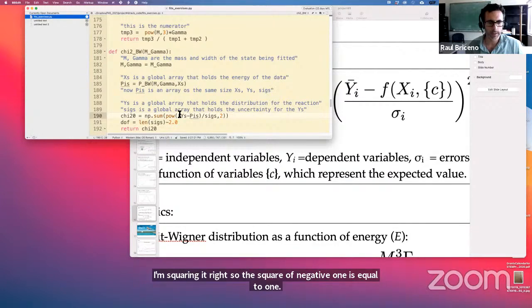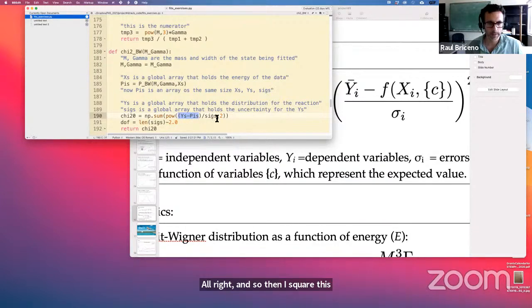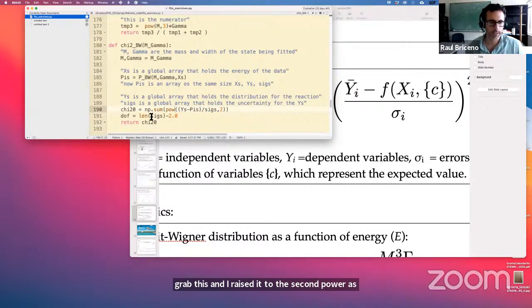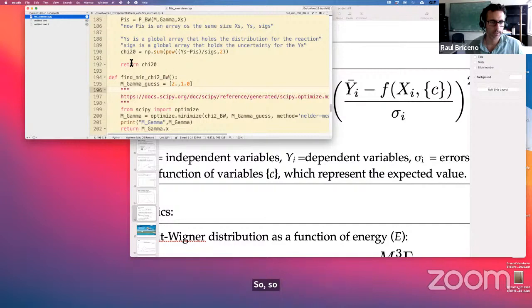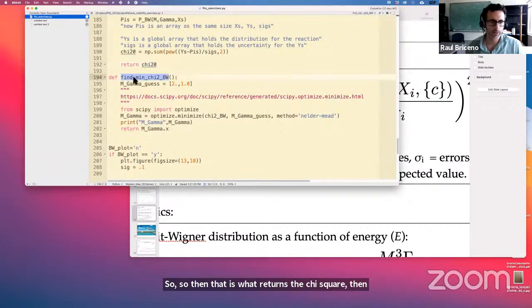All right, and so then I square this whole puppy. I grab this and raise it to the second power. It just squares each element, and then I sum over the whole thing. This is unnecessary, it doesn't do anything, and that gives me the chi-squared. So then that is what returns the chi-squared. Then this thing gets called in the chi-squared minimization function.